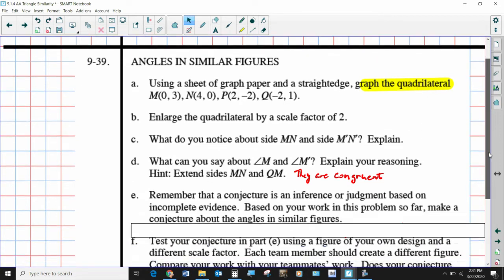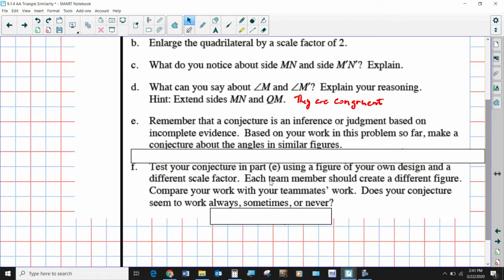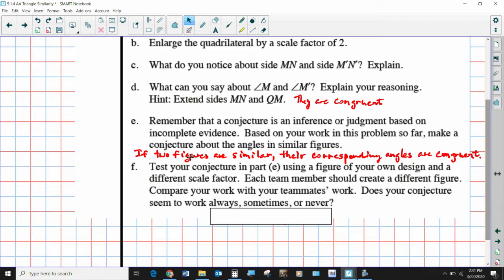Remember that a conjecture is an inference or a judgment based on incomplete evidence. So based on this work, what conjecture can we make about angles of similar figures? We've talked about this in the past. If two figures are similar, their corresponding angles will be congruent to each other. Then test your conjecture using all the others. Are we noticing the same thing happening? Yep, it always worked. Every one of those angles was congruent. So yes, we've revisited this concept. When you're dealing with similar figures, the corresponding angles of the two similar figures will have the exact same measure. They will be congruent to each other.